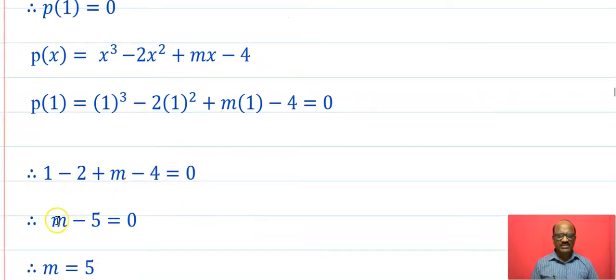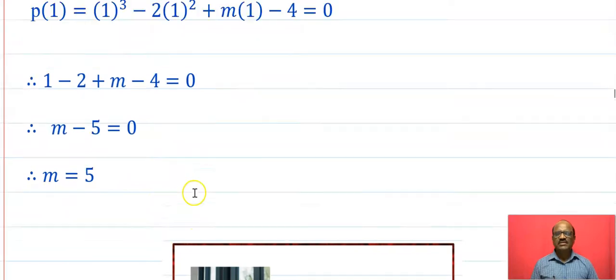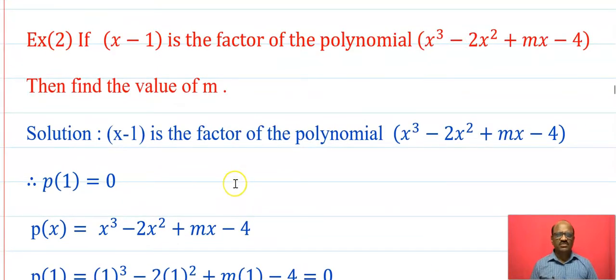And what is m? m is as it is, minus 2 minus 4 is minus 6, and plus 1, you will get minus 5. m minus 5 is equal to 0. Therefore, m is equal to 5. And this is the value of m by which we solve this problem.